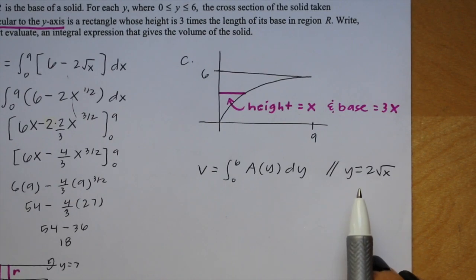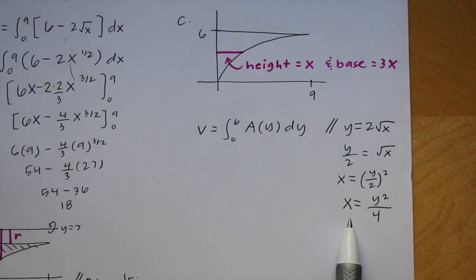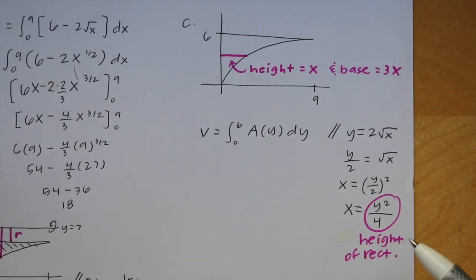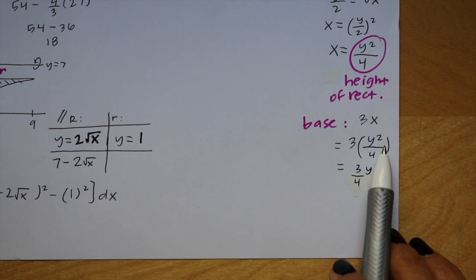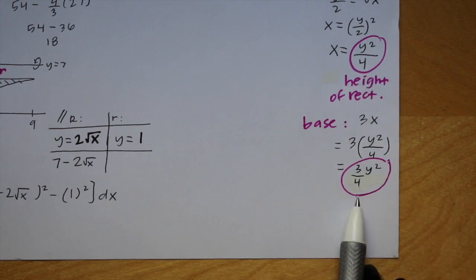So if you take the equation y equals 2 square root of x, we can solve for x. So first you get y over 2 equals square root of x. Go ahead and square both sides. So we get that x equals y squared over 4. So this expression represents the height of the rectangle. Since the base is 3x, I took this expression, plugged it in for x, so you end up getting 3/4 y squared for the base.